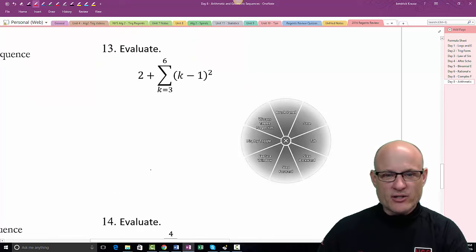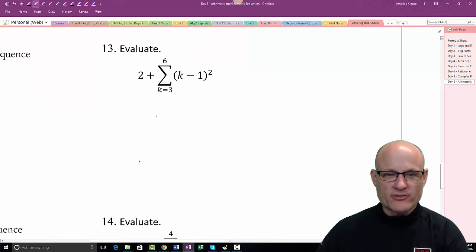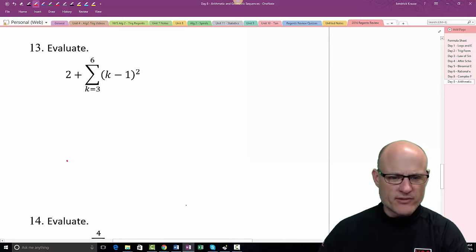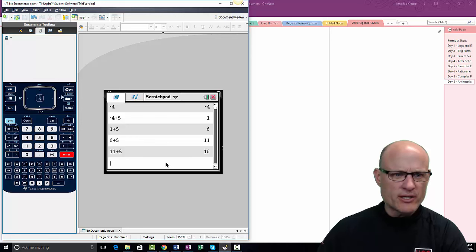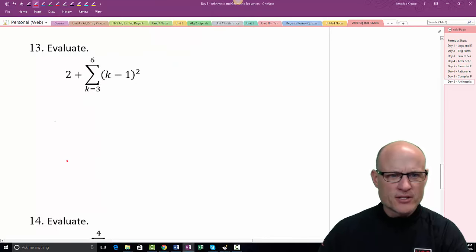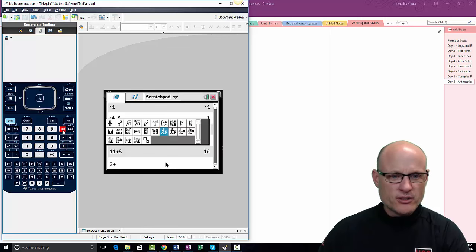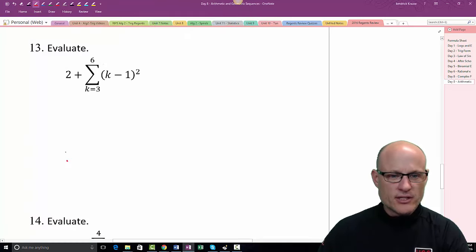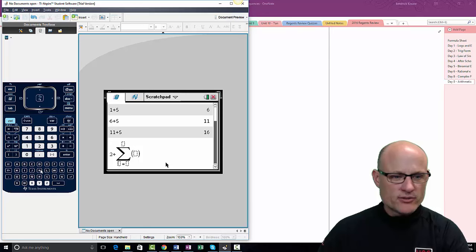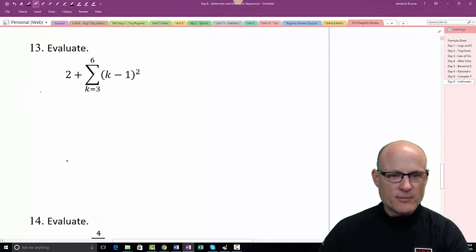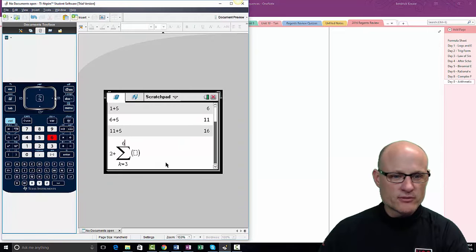So this one just says evaluate. We're just going to plug this into our calculator, just a little practice using our calculator. I hope I got one that you can't use your calculator on, but I might have forgotten to. So it's 2 plus the summation, where k equals 3 up to 6.